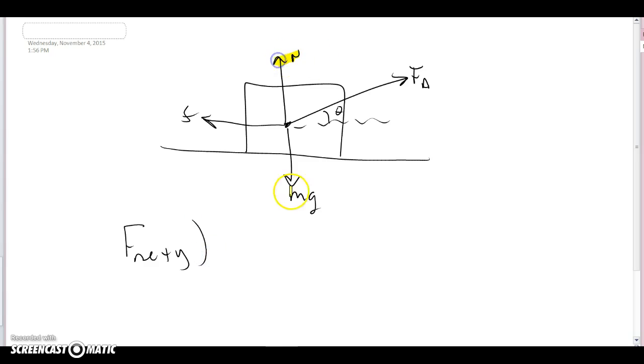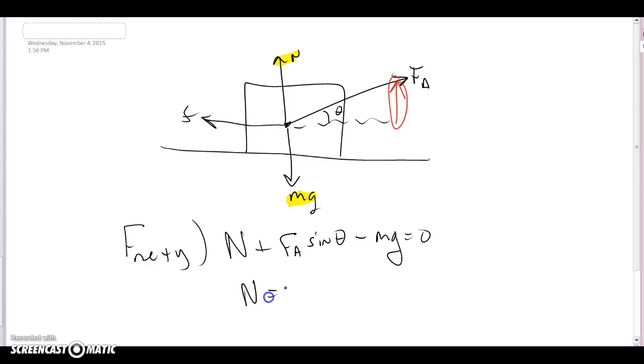N is in the y, mg is in the y, but so is some of the applied force. So the y equation would look like N plus F_A sine of theta minus mg equals 0. So here the normal force is equal to mg minus F_A sine theta.